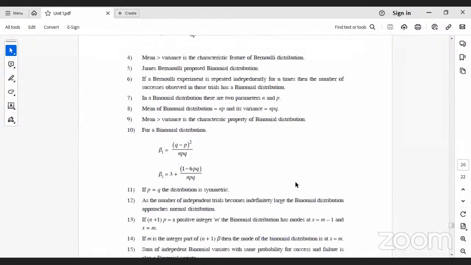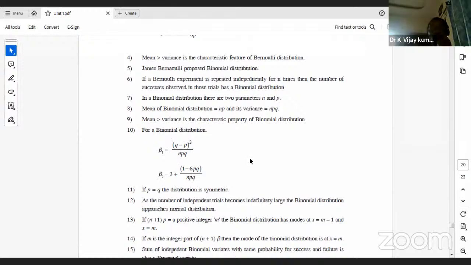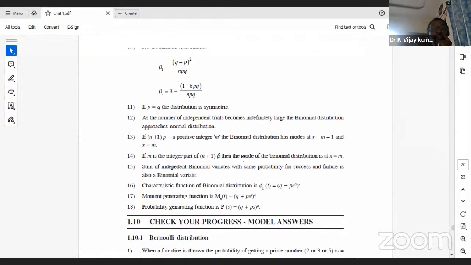Binomial distribution formula: B1 is equal to (q minus p) square by npq. B2 is 3 plus (1 minus 6pq) by npq. When p equals q, the distribution is symmetric. As the number of independent trials becomes very large, the binomial distribution approaches the normal distribution. For a positive integer mode, the binomial distribution has x equal to m, and m minus 1 and x equal to m. The sum of independent binomial variables with the same probability of success and failure is also a binomial variable.